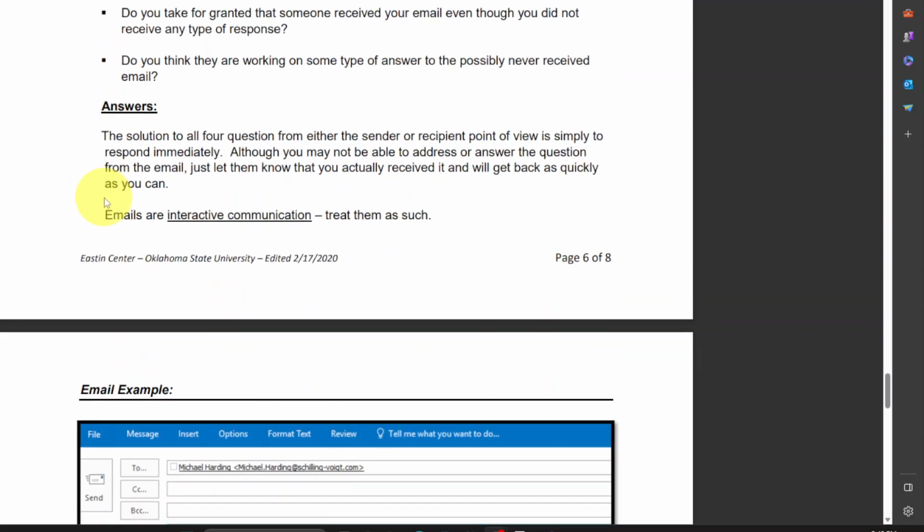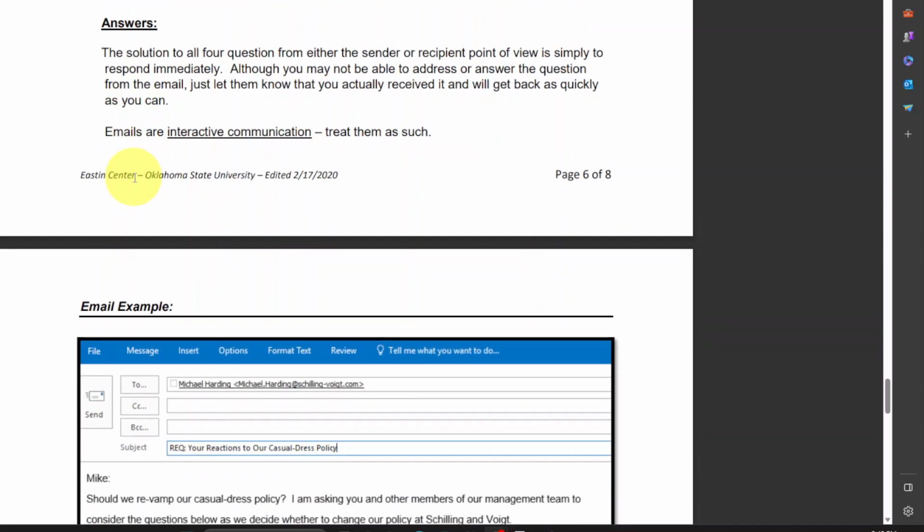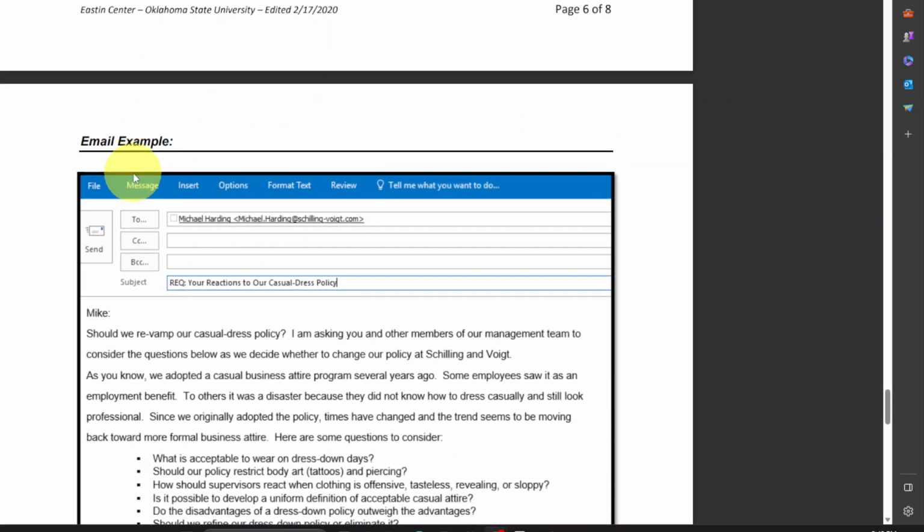Answers. The solution to all 4 questions, from either the sender or the recipient's point of view, is simply to respond immediately. Although you may not be able to address or answer the question from the email, just let them know that you actually received it and you will get back as quickly as you can. Emails are interactive communications. Treat them as such.